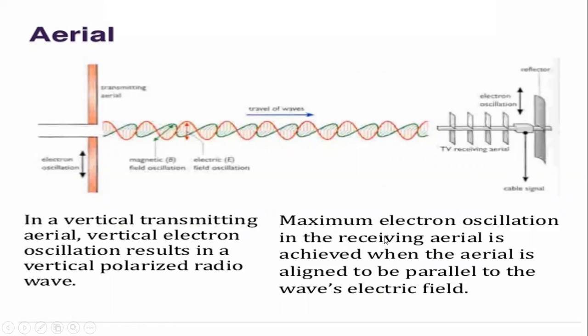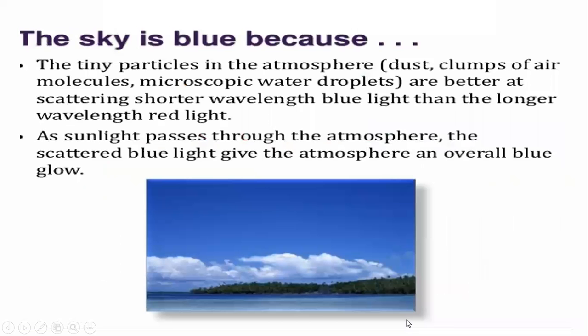So here, in the vertical transmitting aerial, vertical electron oscillation results in vertically polarized radio waves, as mentioned here. Similarly, the maximum electron oscillation in the receiving aerial is achieved when the aerial is aligned parallel to the electric field of the waves.